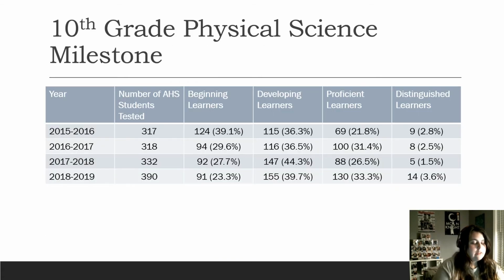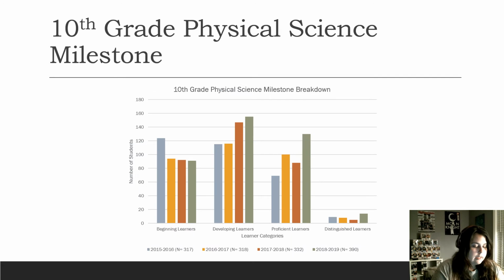Moving on to our 10th grade physical science milestone data, we have the 4 years, our total number of students, and our total number of students in each learner category and a percentage. Here it is in a graph as well.